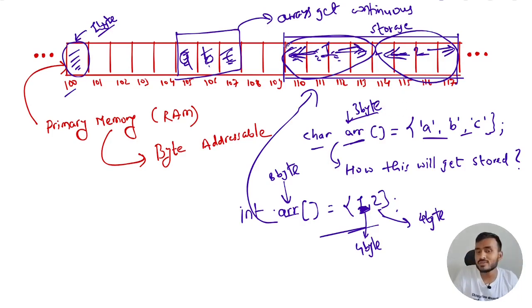So that's why the first 4 bytes are allocated to the first integer and the next 4 bytes are allocated to the next integer, and in this way the entire array is taking 8 bytes of memory because there are 2 elements in the array. So I hope you're clear with this small concept, how one dimensional arrays get storage in the memory.